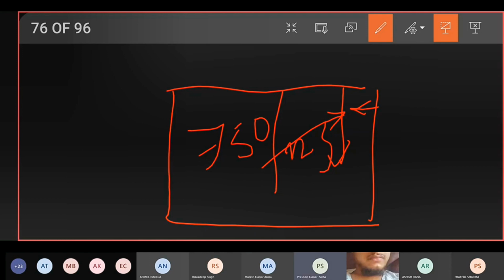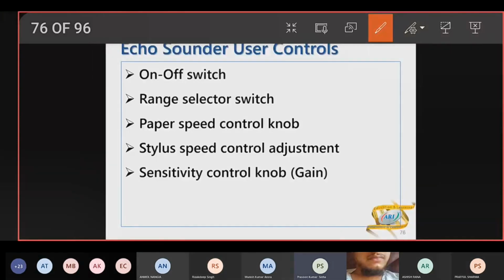So the manufacturer's manual should be referred to for controlling the speed of the paper so as to match exactly half the speed of the sound wave, which is 1500 meters per second. So 1500 divided by 2 is equal to 750. That is the speed of the stylus. It should always be maintained at 750. If not, then there can be error.